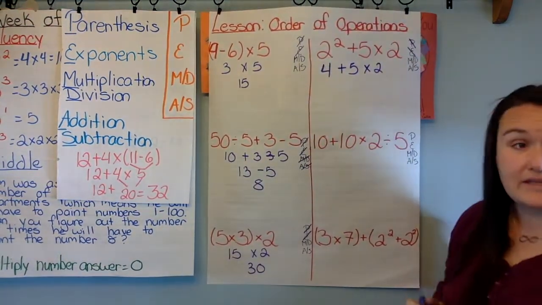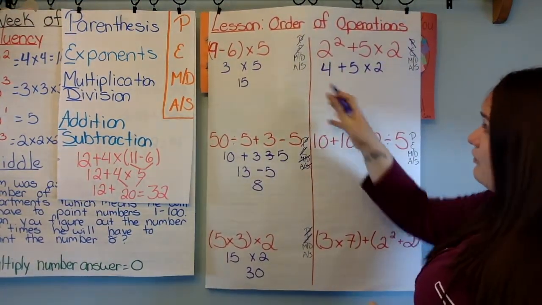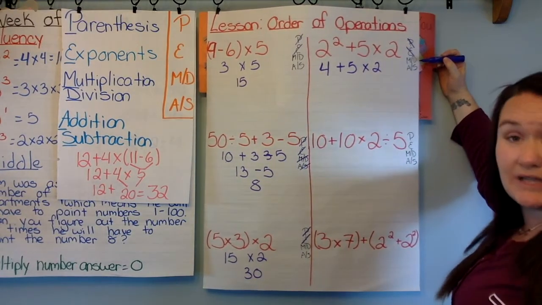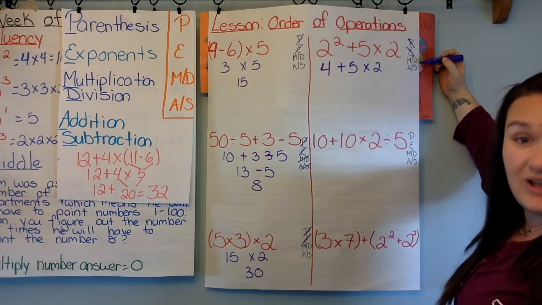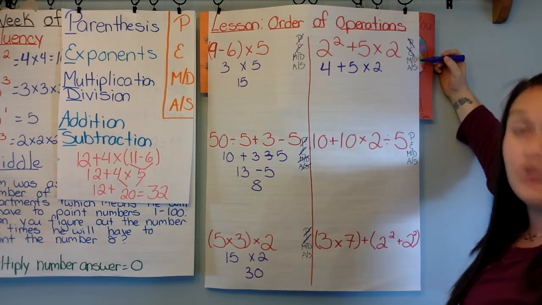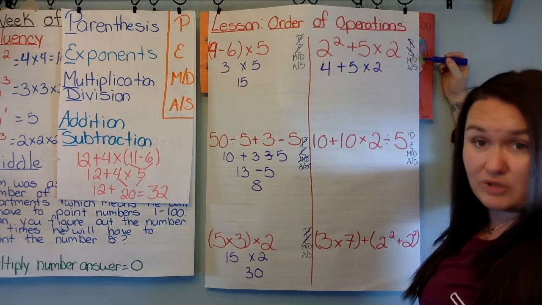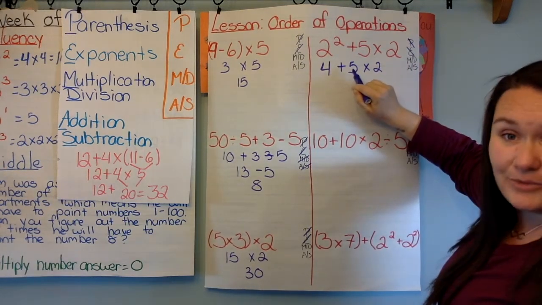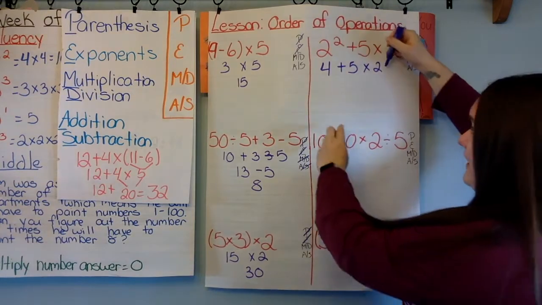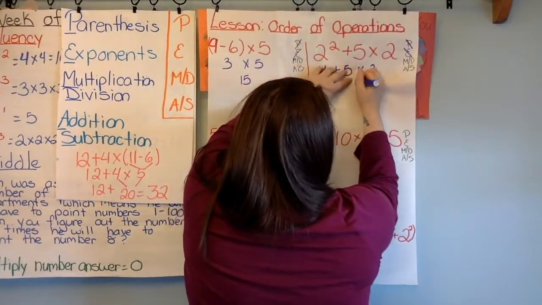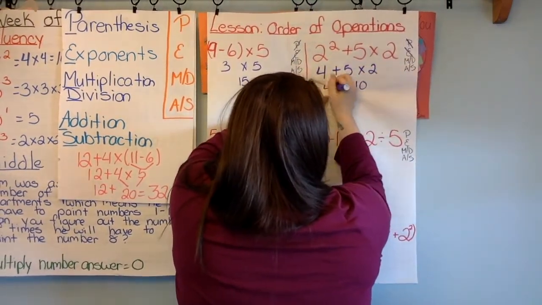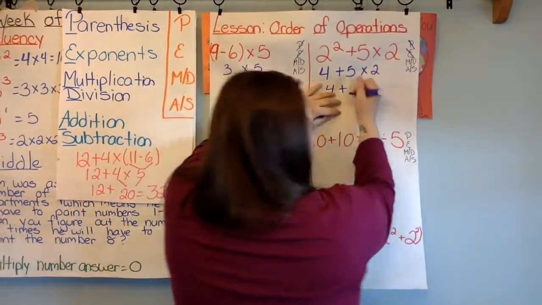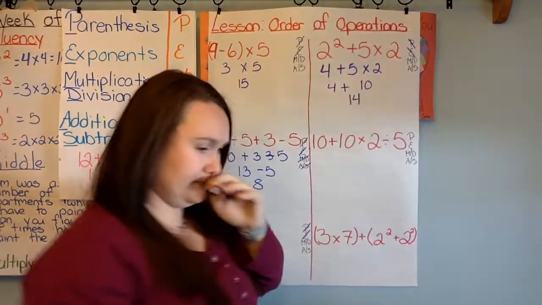Okay, next step. So I have 4 plus 5 times 2. So I'm looking at either multiplication or division. That is what you have to do first. You have to do the multiplication or division first. 4 plus 5, that's not multiplication, that's addition. So we're going to do 5 times 2 first. 5 times 2 is 10. So 4 plus 10. Now I can add. 4 plus 10 is 14.